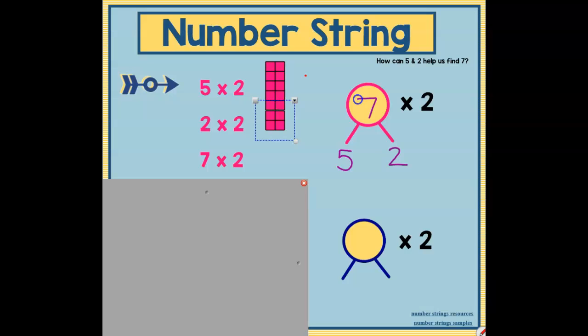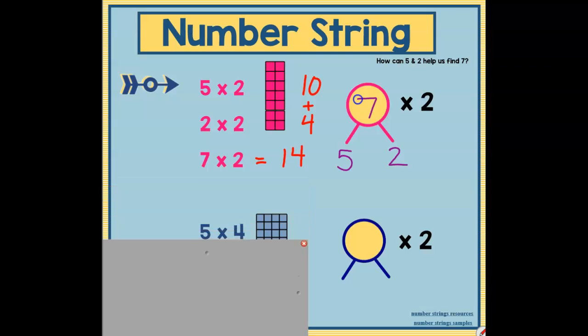5 times 2 I know was 10. 2 times 2 I said was 4. So if I add those together, then I'm going to figure out that my 7 groups of 2 would be equivalent to 14. So by thinking about 2 parts that I do know the products for, I could figure out my 7. So let's try it again with a different combination.